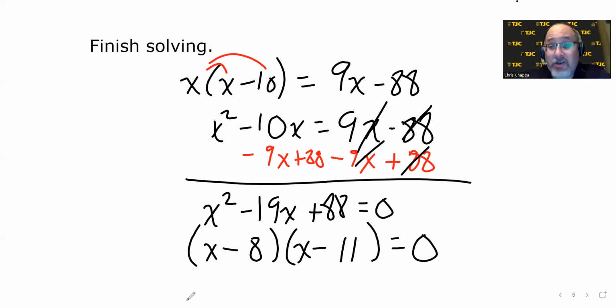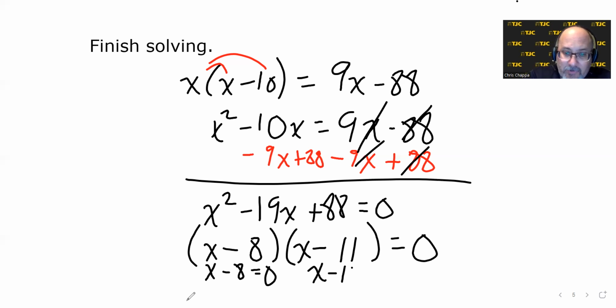And now that it's factored and equal to 0, we can set each factor equal to 0. X minus 8 is equal to 0. X minus 11 is equal to 0. And then when we solve, we get x equals 8. And we get x equals 11.